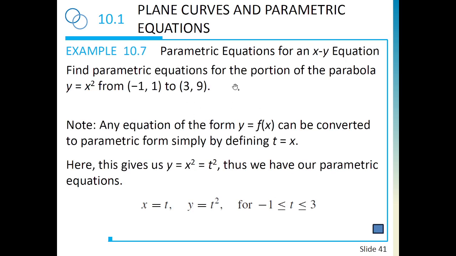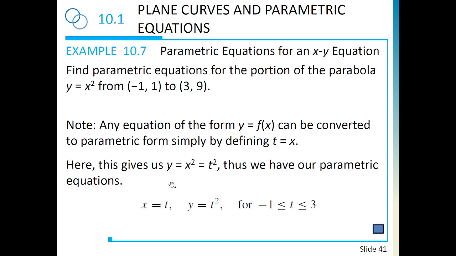So now, what is the parametric equation for the parabola of this sort? This is y equals x squared, fine, but it's from the point (-1, 1) up to (3, 9). So it's not the entire parabola, it's just one part of it. The simple way is always to define one of the variables as t and the other one will be in terms of t. So here, if x is t, then y is t squared, simple as that. So that's our parametric pair of functions.